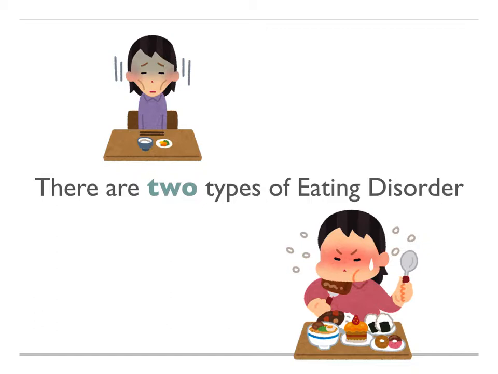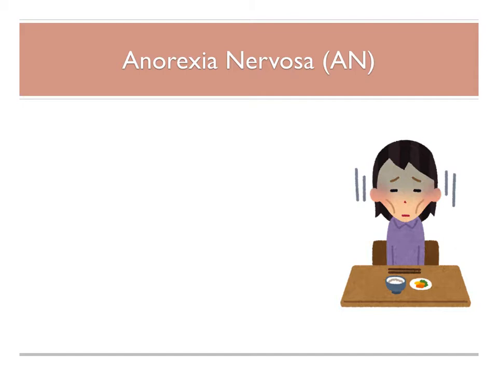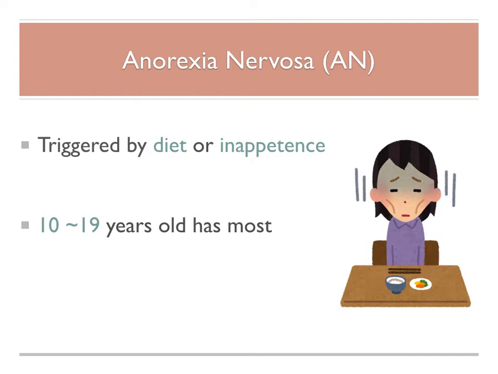An eating disorder has various kinds, but this presentation talks about two famous eating disorders. At first, anorexia nervosa. Generally, it is the eating disorder that is famous as anorexia. Its characteristic is being extremely thin, with a desire to get thinner and a fear of obesity, and it develops triggered by diet or loss of appetite. Ages 10 to 19 are the most common at onset. And it is said that 90% of anorexia patients are women.